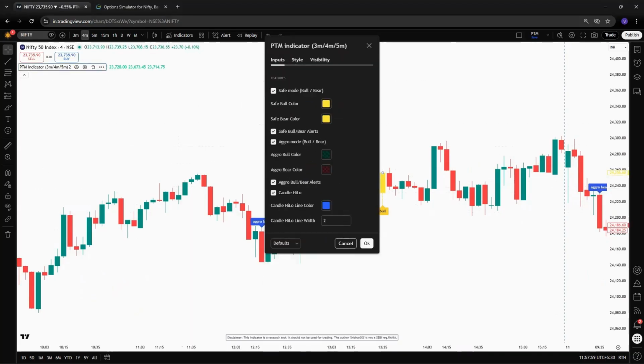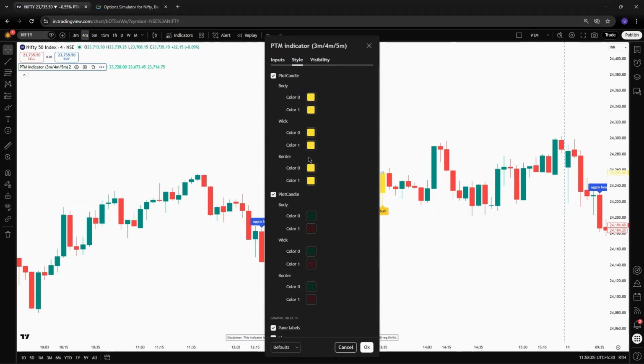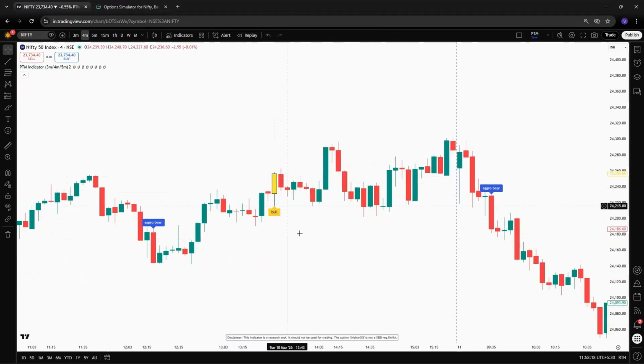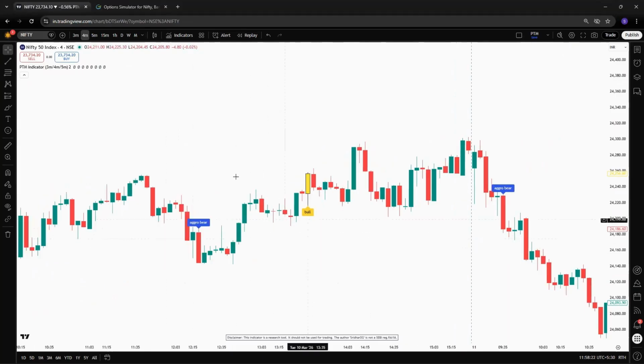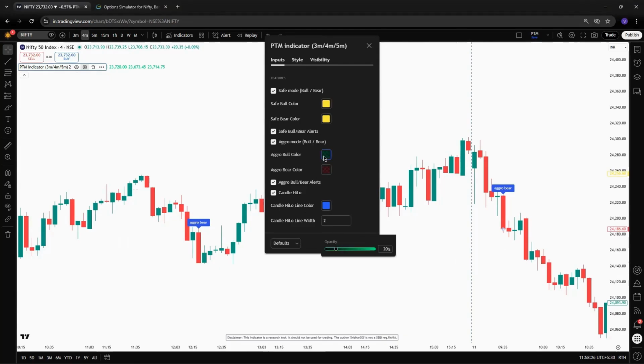Same thing, go to the settings and you have something called style. Go to the style part. I've changed the wick color to black as per my choice. Now look at the candle. It looks very neat and clean, and it is clearly visible to the eye. I'll do the same thing for the aggro bull and bear. For aggro bull, let me put some light green color.